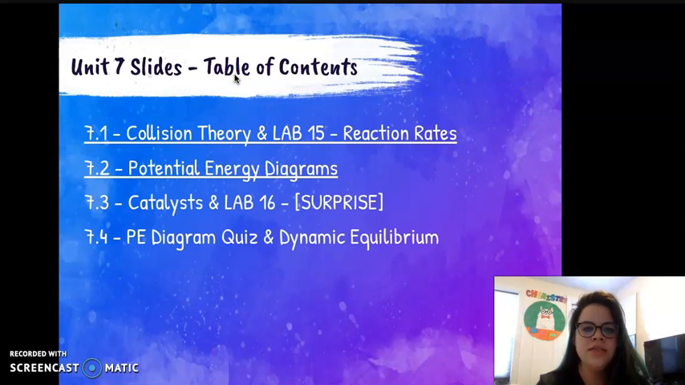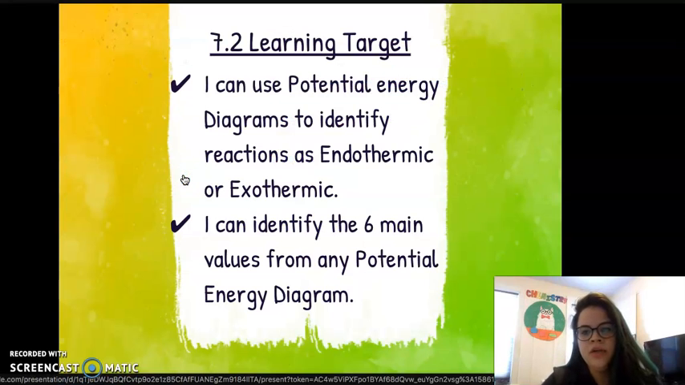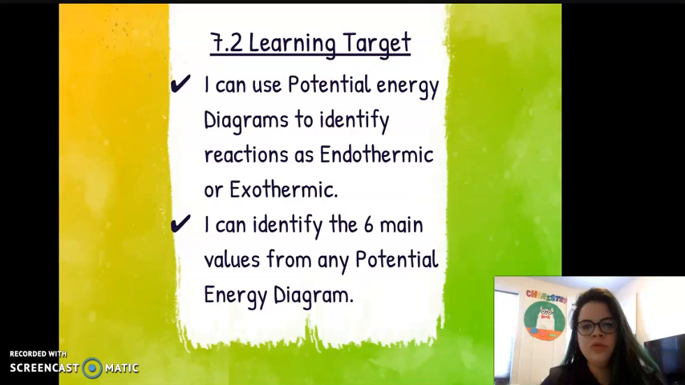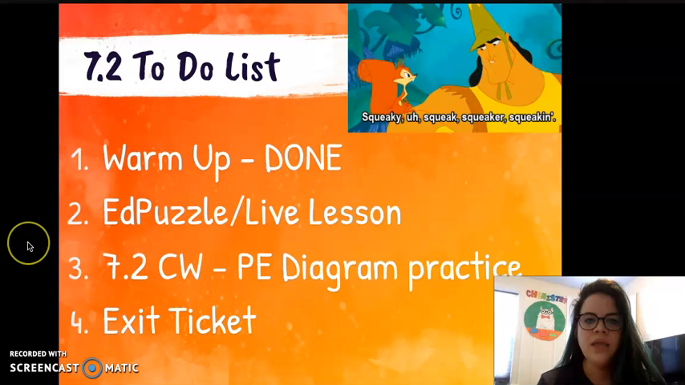Today we are on Lesson 7.2, where we will be talking about what are called potential energy diagrams. Our two main learning targets for today: we want to be able to use potential energy diagrams to identify reactions as either endothermic or exothermic, and we want to be able to identify the 6 main values from any potential energy diagram. These will make sense as we go through our lesson.